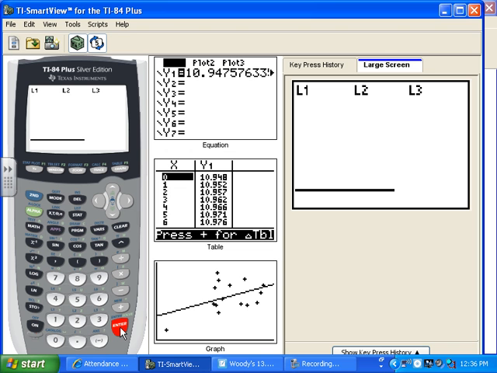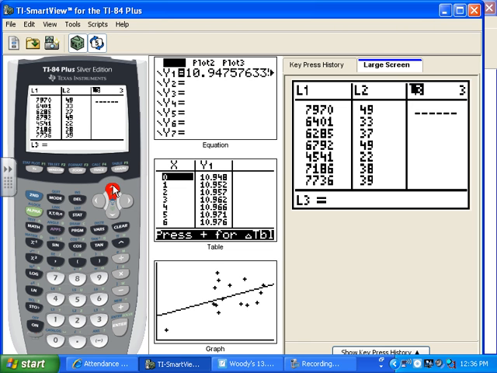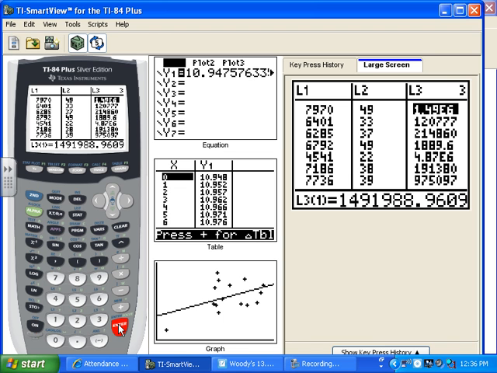When you're editing, we've got to make list 3. We need parentheses list 1 minus X bar, which is 6,748.53. And we've got to square that. It's the X values minus the X average squared. That will be a big number. And then we have to sum it.